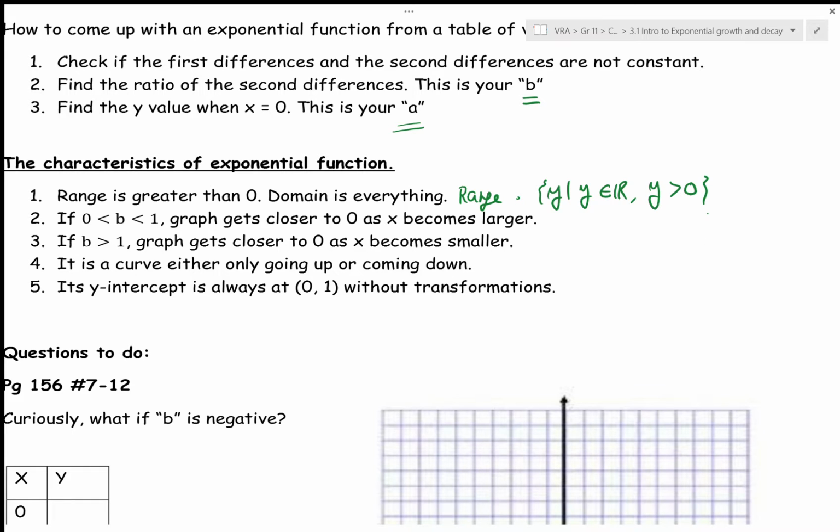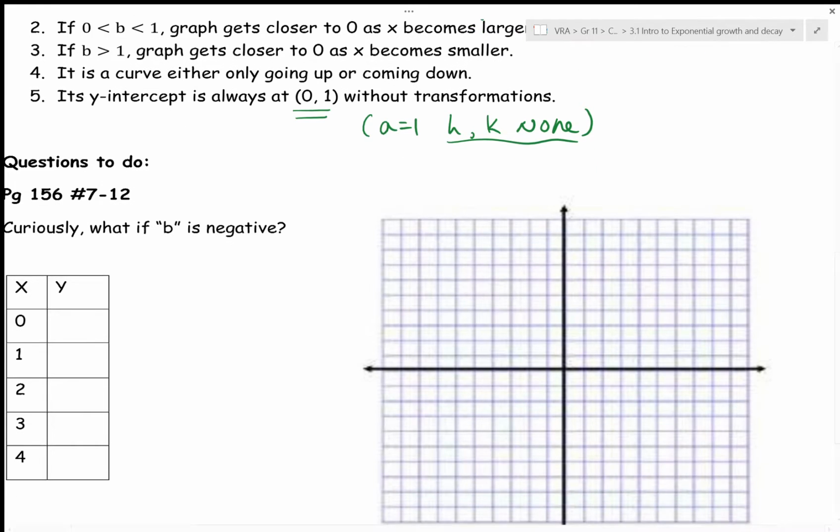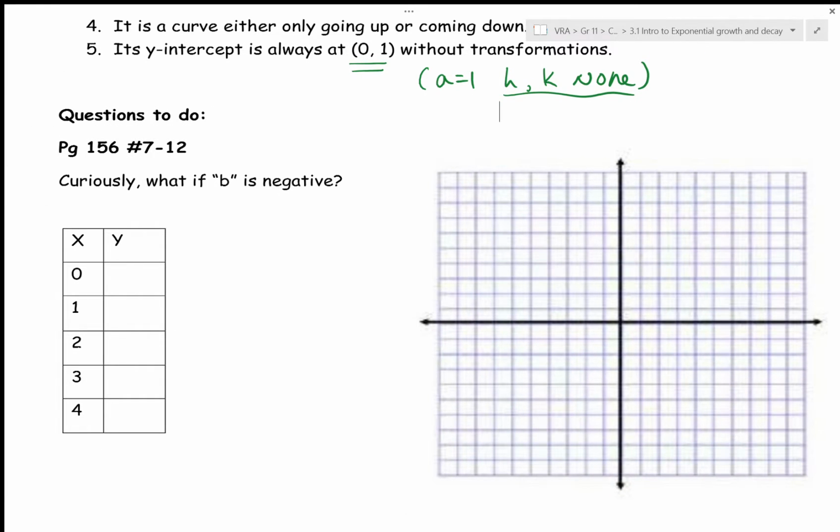Two things that you have to remember are listed in 2 and 3, so make sure you remember those. Number 4, it is a curve either only going up or down. It's not going in a weird way like a roller coaster. And the y-intercept is always at (0, 1) without any transformations, meaning when a equals 1, and there is no transformation in terms of h or k. Now, your work is from page 156, questions 7 to 12.